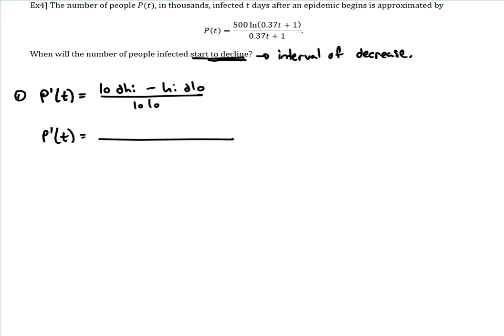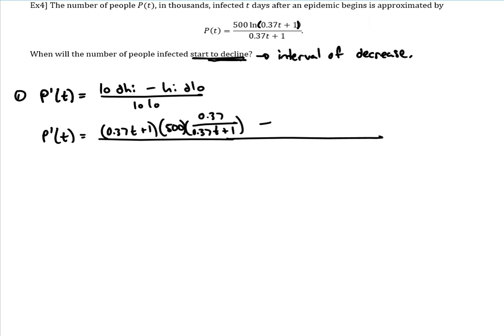So P prime of t is our low function, 0.37t plus 1, times the derivative of the high. Remember how to break down the derivative of a log function? This 500 would just be hanging out. So 500, and then the derivative of a log function, in words, I always just say put the argument of the log in the denominator. So 0.37t plus 1 in the denominator, and then the numerator gets the derivative of that expression, which would be 0.37.